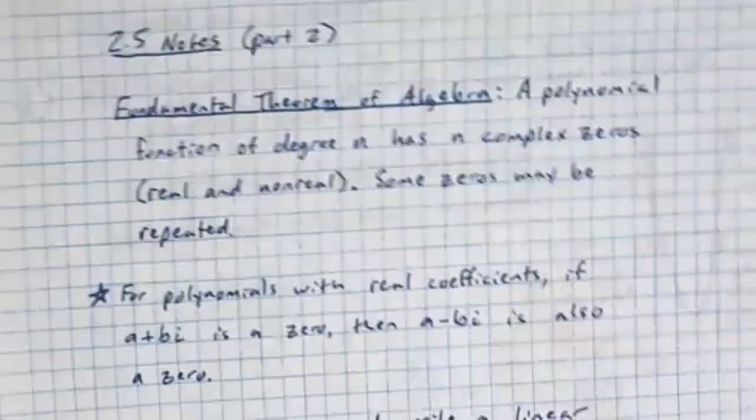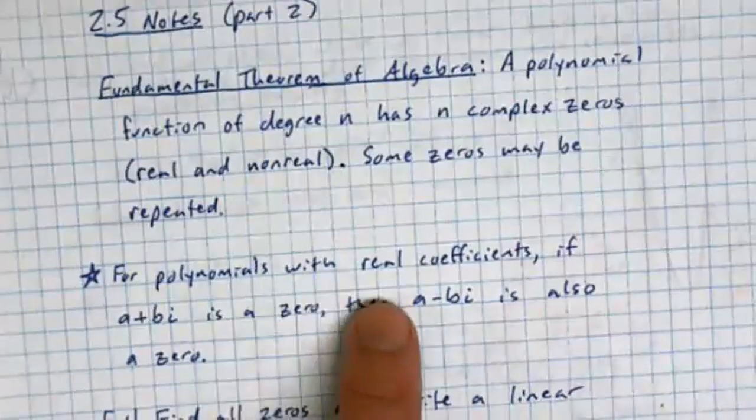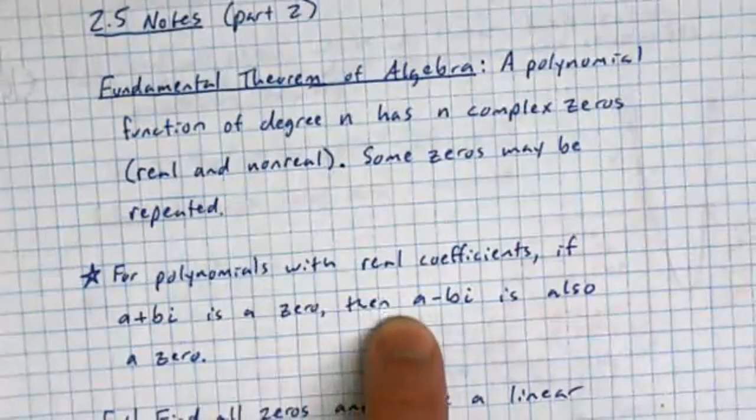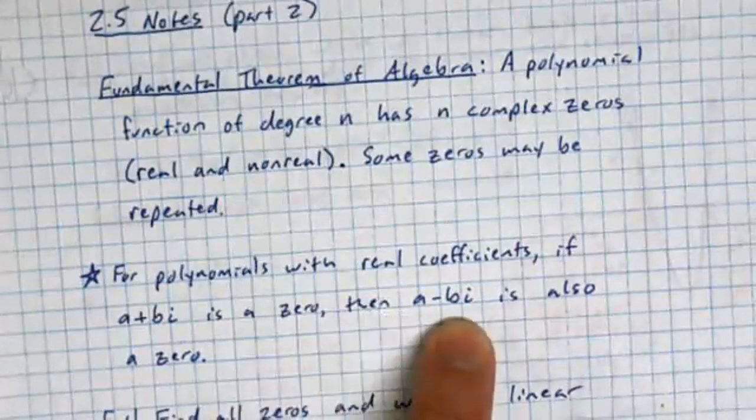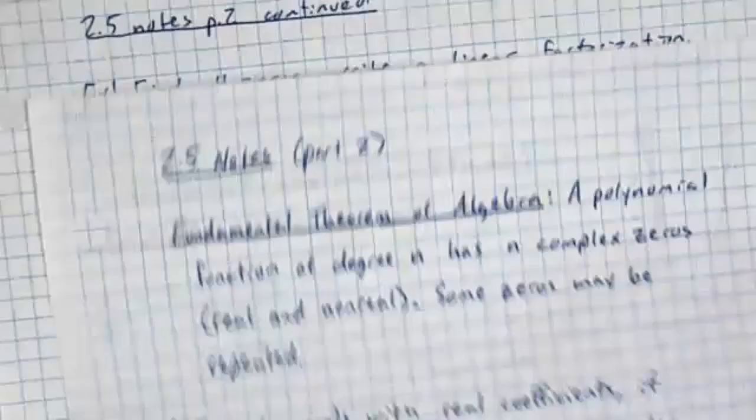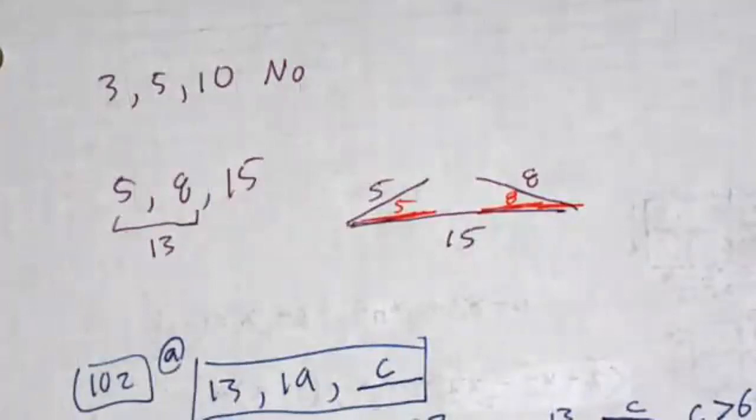And then there's also the complex conjugate theorem that says if you've got a zero that's complex, then its conjugate is also a zero. So those are the 2 theorems. We wrote those down in our notes on Thursday last week. So we're going to use those today again, and then kind of combine them with what we did in 2.4.